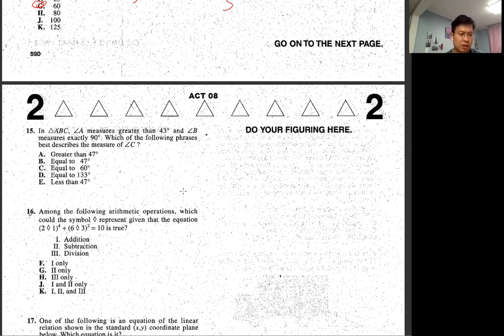In triangle ABC, the measure of angle A is greater than 43, and the measure of angle B is exactly 90. Exactly 90.